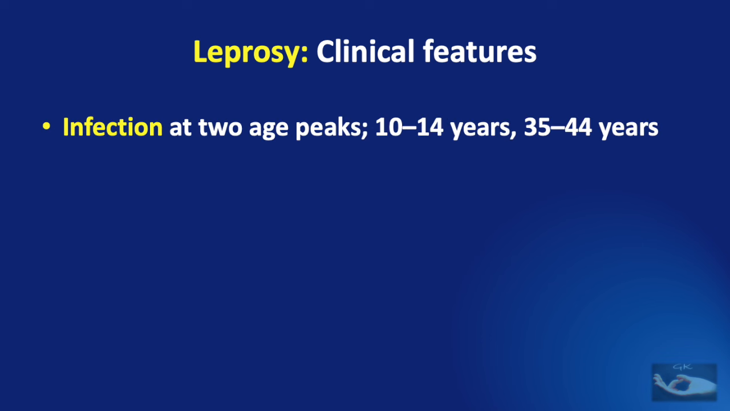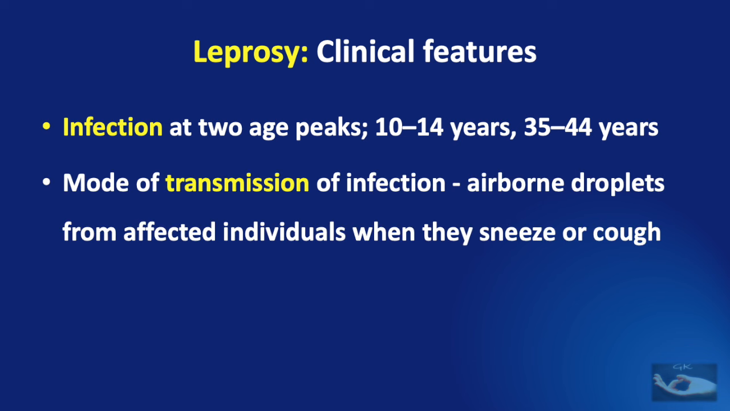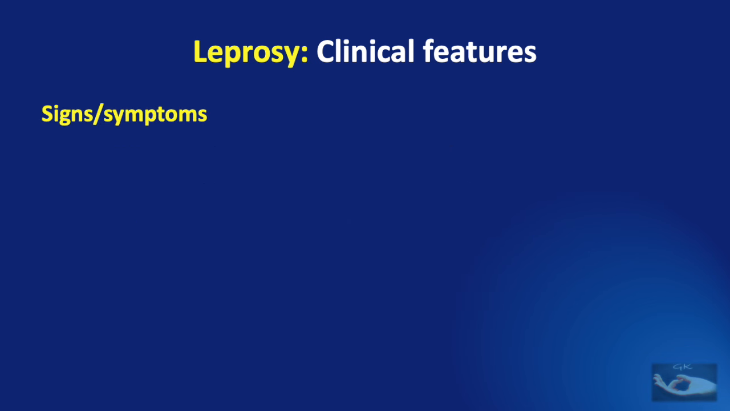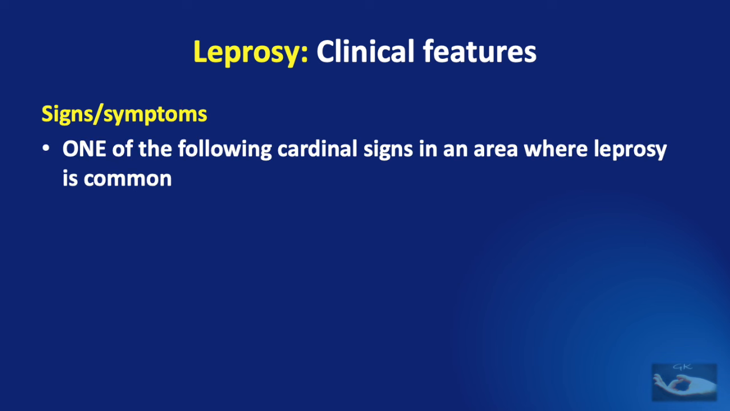The infection of leprosy could occur at two age peaks. The first is between 10 and 14 years of age, and the second is between 35 and 44 years of age. The commonest mode of transmission of infection is by airborne droplets from affected individuals when they sneeze or cough. The incubation period for this disease is quite long, almost 5 years. Basically, the diagnosis of leprosy is made on the signs and symptoms in which one of the following cardinal signs is seen in a region where leprosy is common.